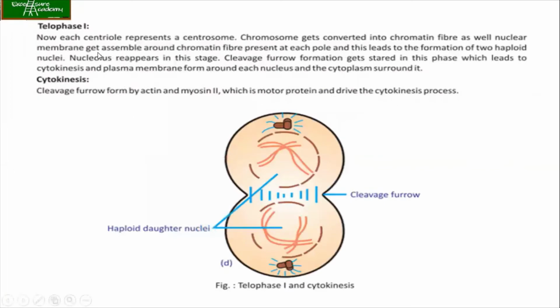Telophase 1. Each centriole represents a centrosome. Chromosome gets converted into chromatin. Okay, as you can see again, telophase 1 में क्या हो रहा है? Nuclear envelope आपका वापस आ रहा है. Chromosome जो है आपका chromatin में बन रहा है. Okay, and then finally cytokinesis will happen. This is again with the help of actin and myosin 2.